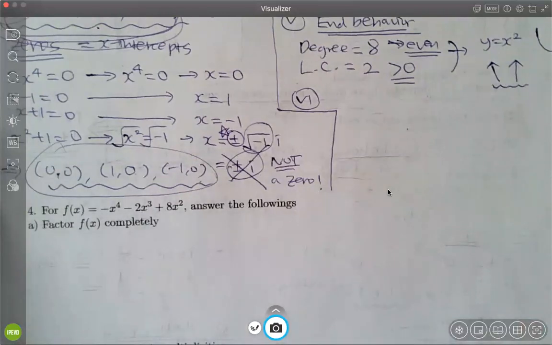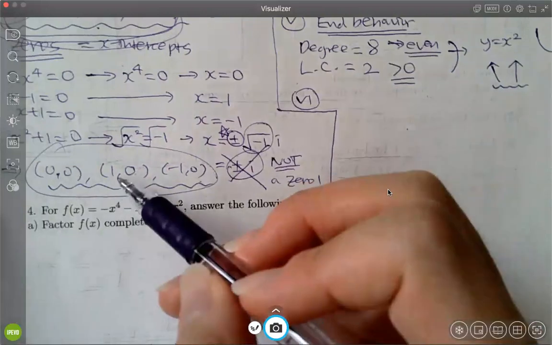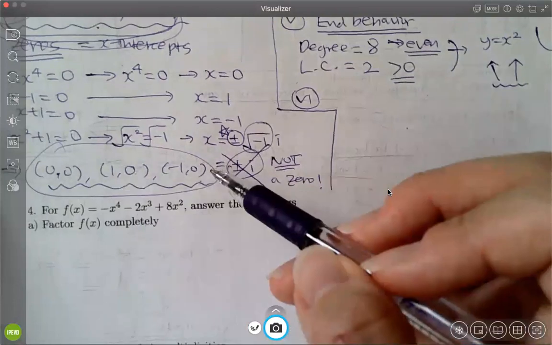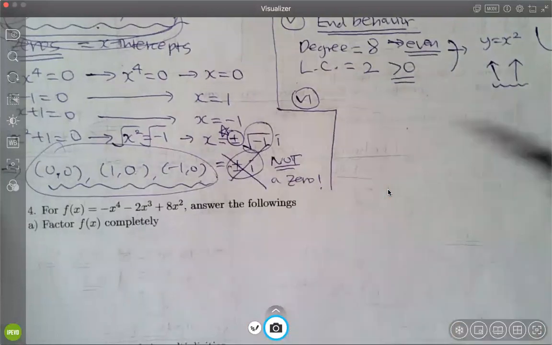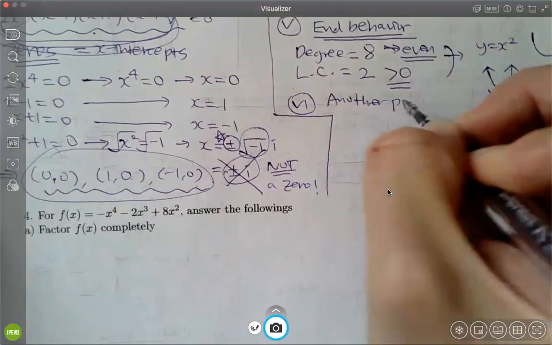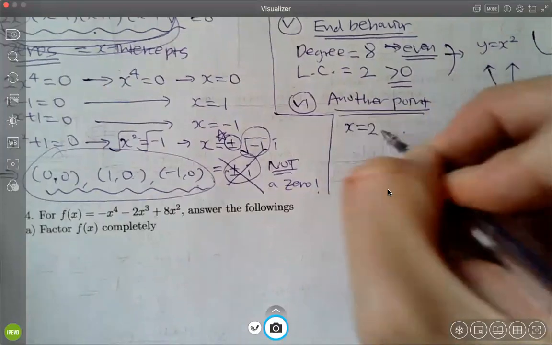So we have to plug in a number for x. Now, another issue here is what? We can try 1, but 1 has already been used, right? And same thing for negative 1. So what's the only option? Unfortunately, 2, I guess. So another point. Try to plug in x equals 2.